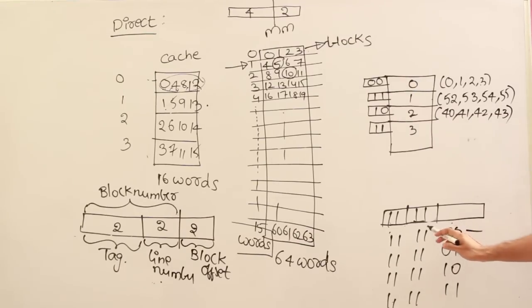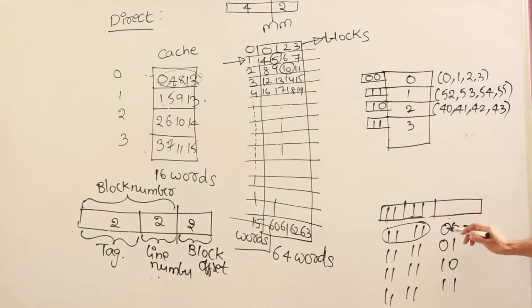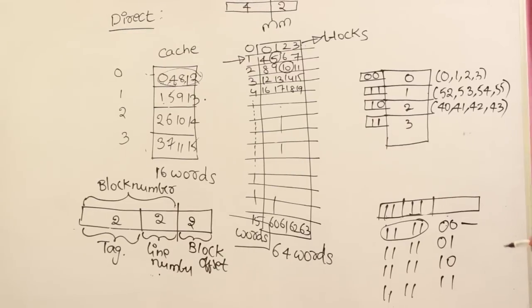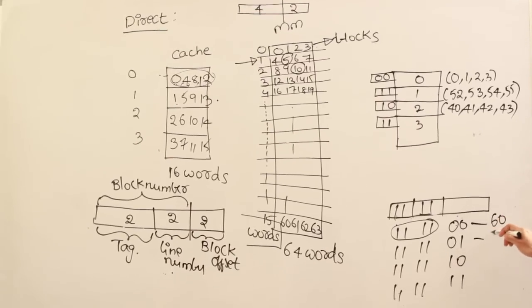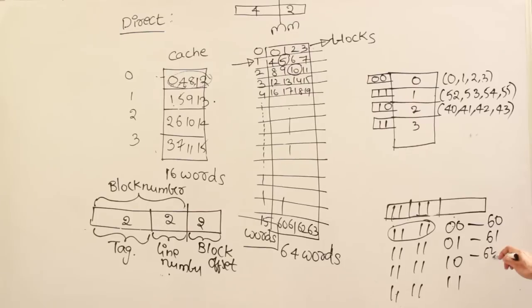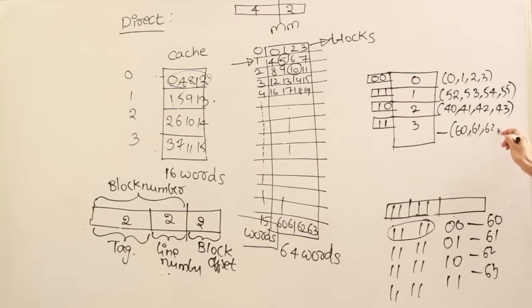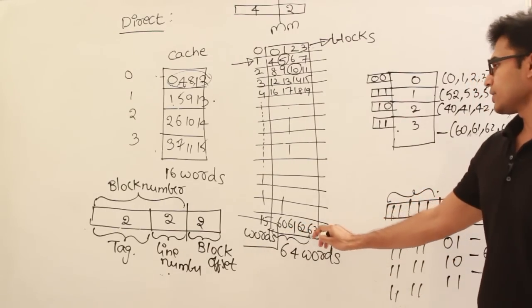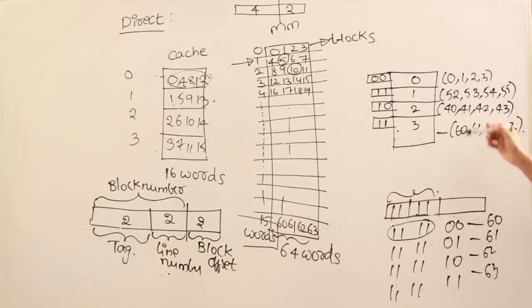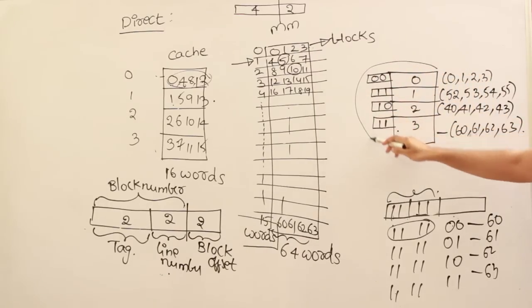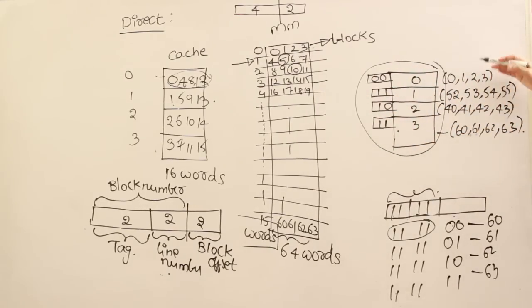Now what is this? This number is 15. Concatenate with 2 zeros, that is 15 into 4, is 60. 60, 61, 62, 63. So this one is nothing but 60, 61, 62, 63. Why? Because 1111 is the 15th block, and the 15th block means the last one. The last one contains 60, 61, 62, 63. Got it? So this is how, given any configuration of the cache, you can identify what blocks are present in it.